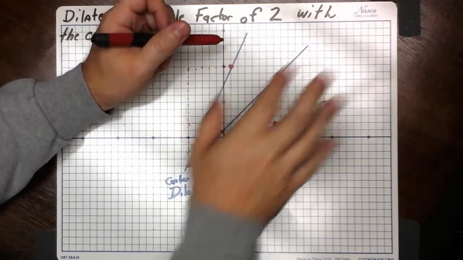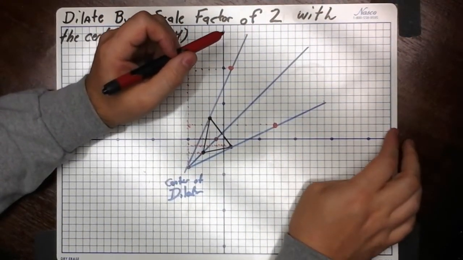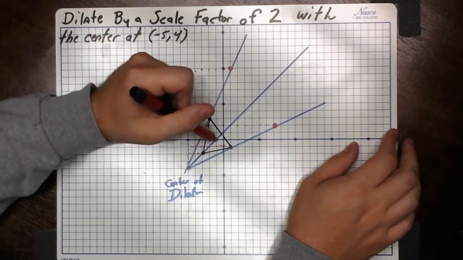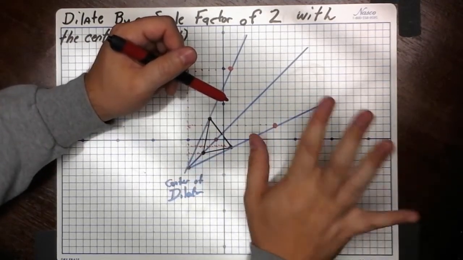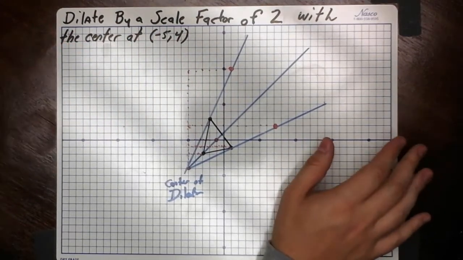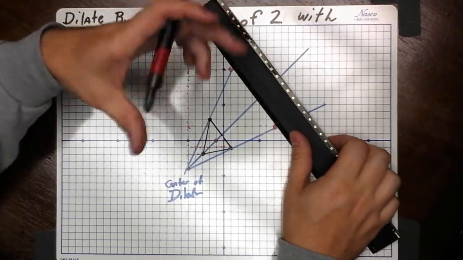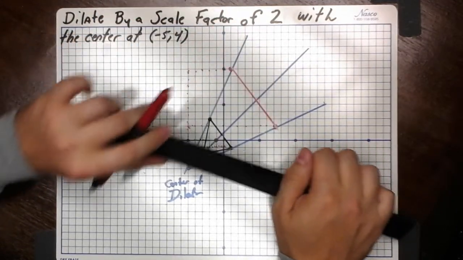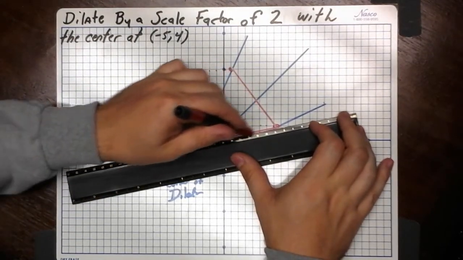Notice how my lines here provide me a guide. I would know if I messed this up if my point was, let's say, out here or over here, or my points were not landing on my guiding lines. They are very, very helpful. So from there, I can draw my new triangle, and I'm just connecting the dots at this point.